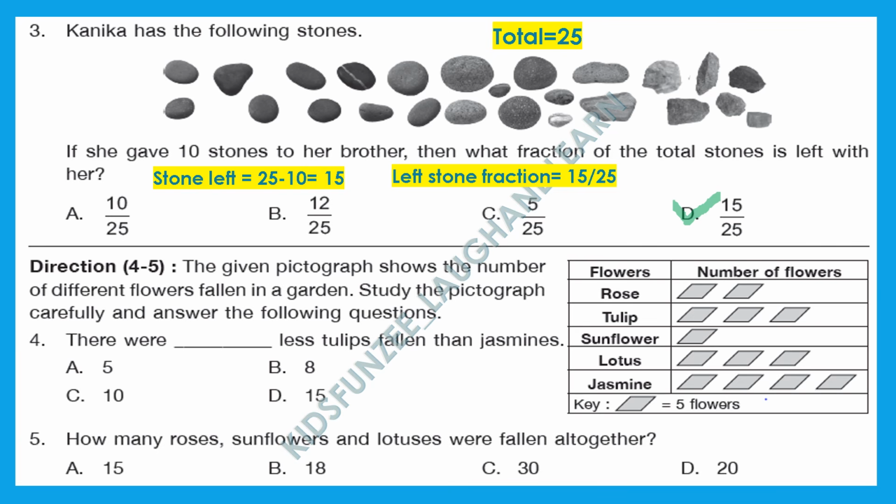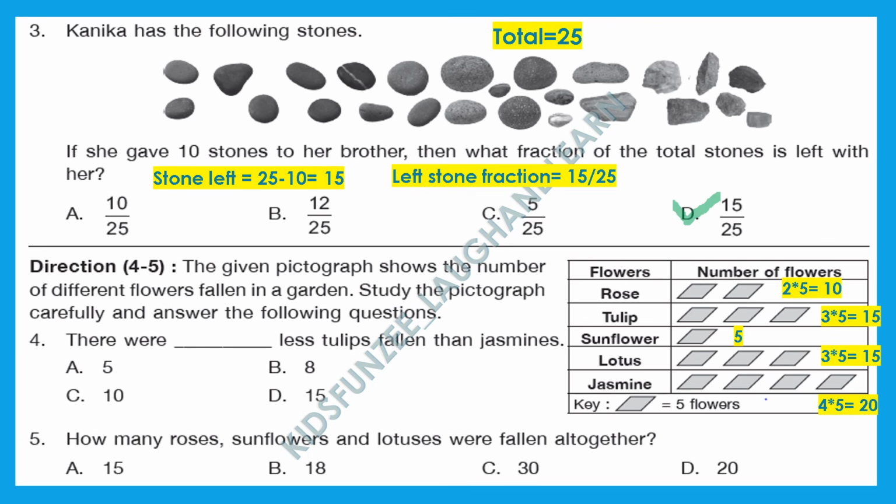So let's find. Roses are 2 into 5, that is 10 roses. Tulip 3 into 5, 15 tulips are there. Then you have sunflower, which is just 5. Lotus 3 into 5, 15. Jasmine 4 into 5, 20. So now we know the actual number of flowers.